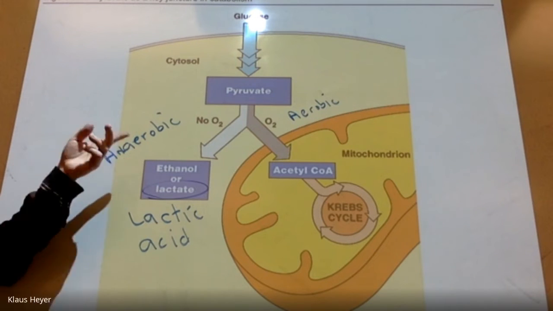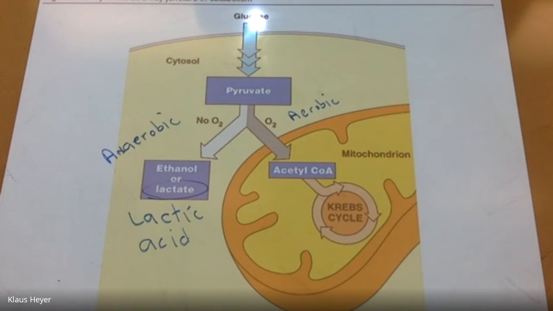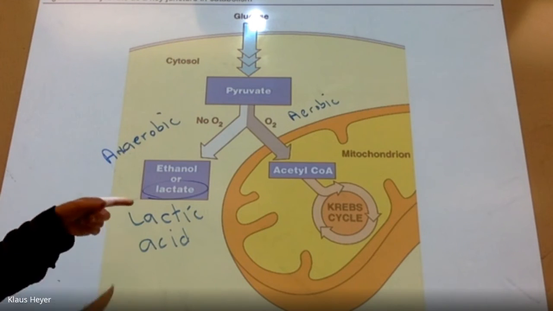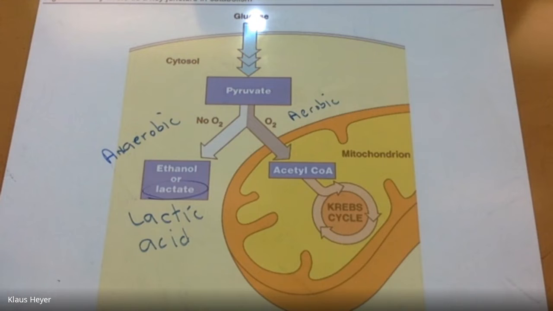In the case of yeast, it becomes alcohol, ethanol. Right? But in the case of us, we're working out, and you can't breathe in enough to get oxygen to your leg muscles to catch up. So then your legs start burning because you're not able to make ATP.